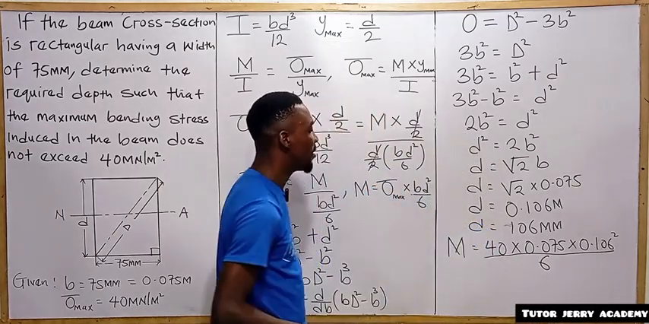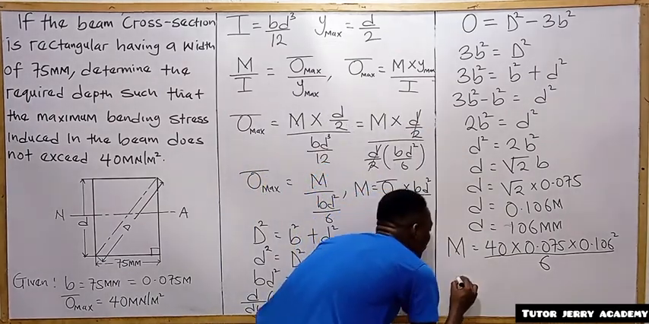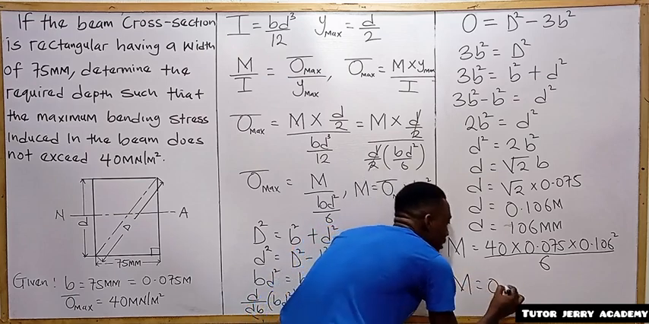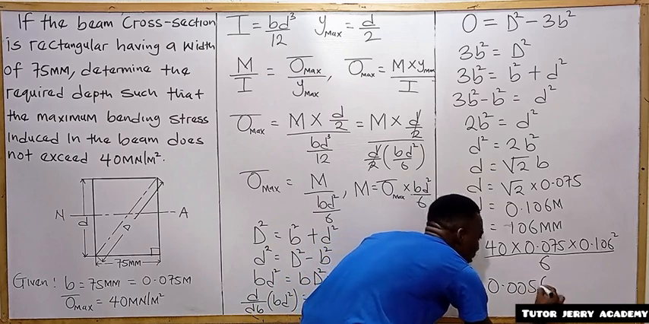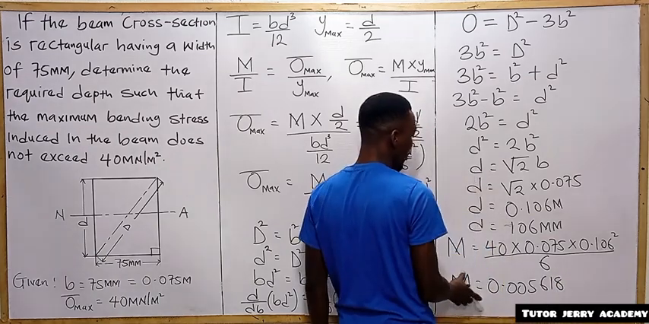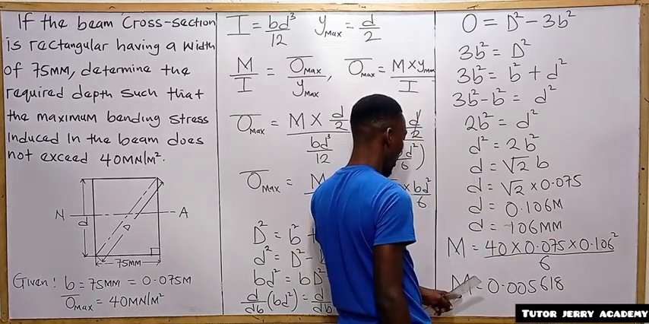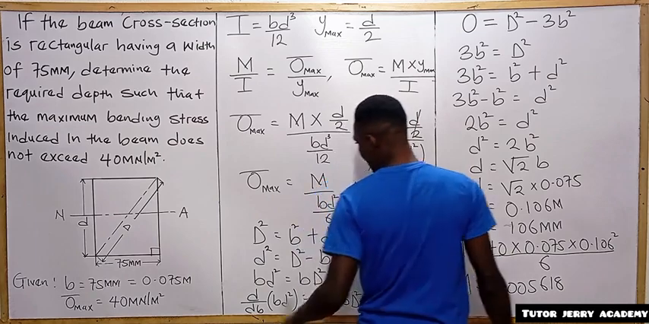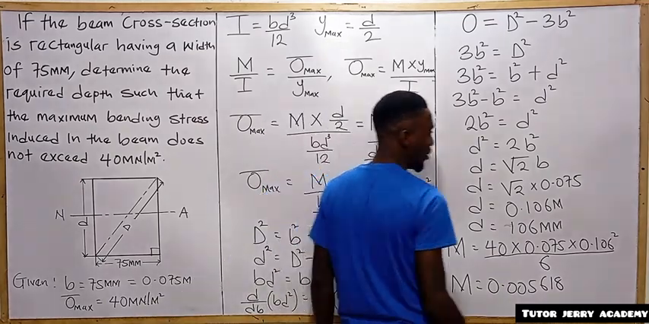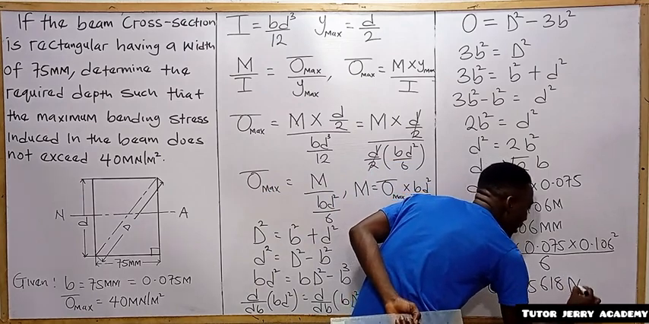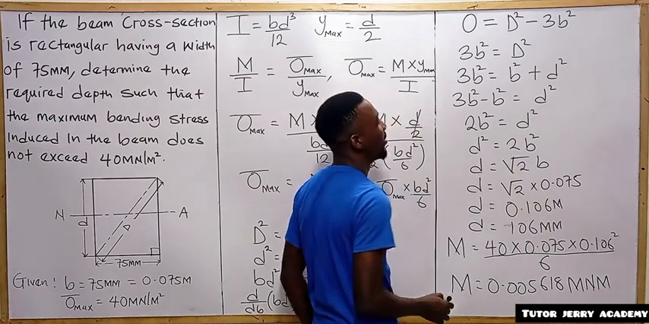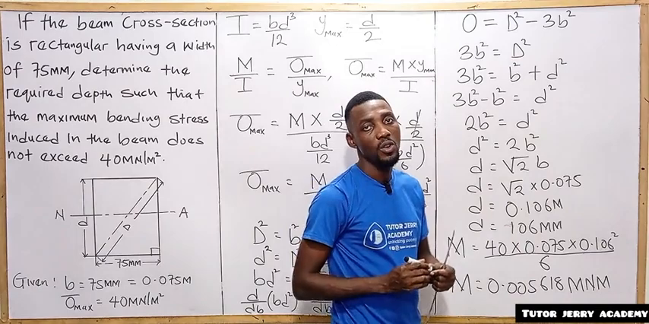So if you press this directly in your calculator, our maximum bending moment will be equal to 0.00518. So of course, what will be the unit for our bending moment here? Don't forget, this unit is in mega. So it's going to be mega Newton meter. So this will be the solution to the above question.